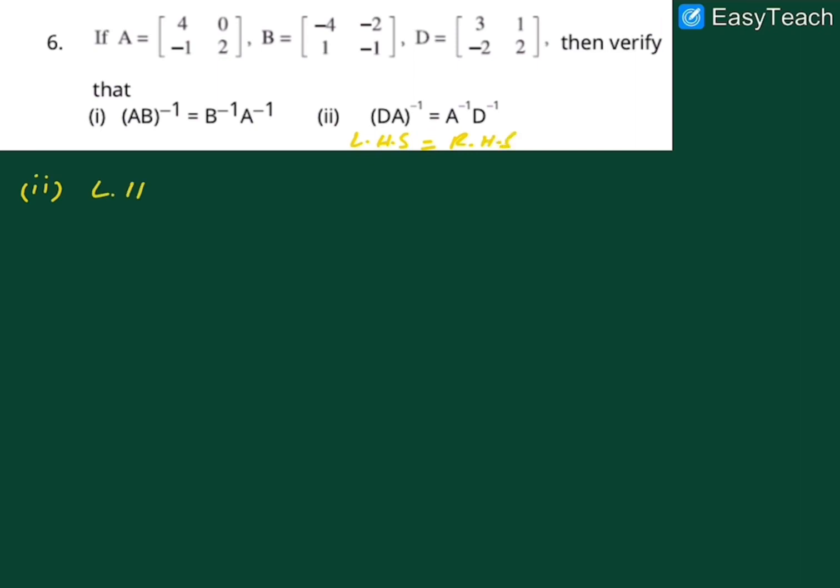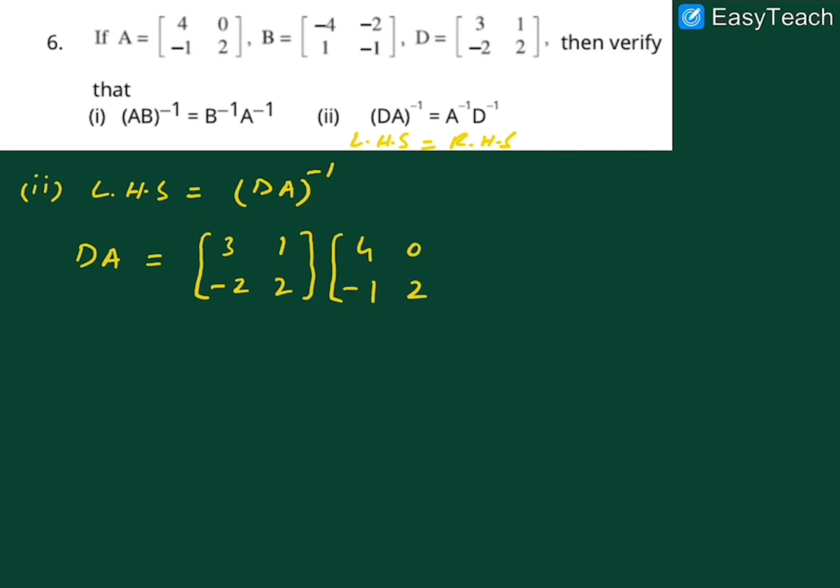So the left hand side of part 2 is equal to (DA) whole inverse. Now DA will be equal to D times A. Matrix D is multiplying with A. So what is A? A is 4, 0, minus 1 and 2.